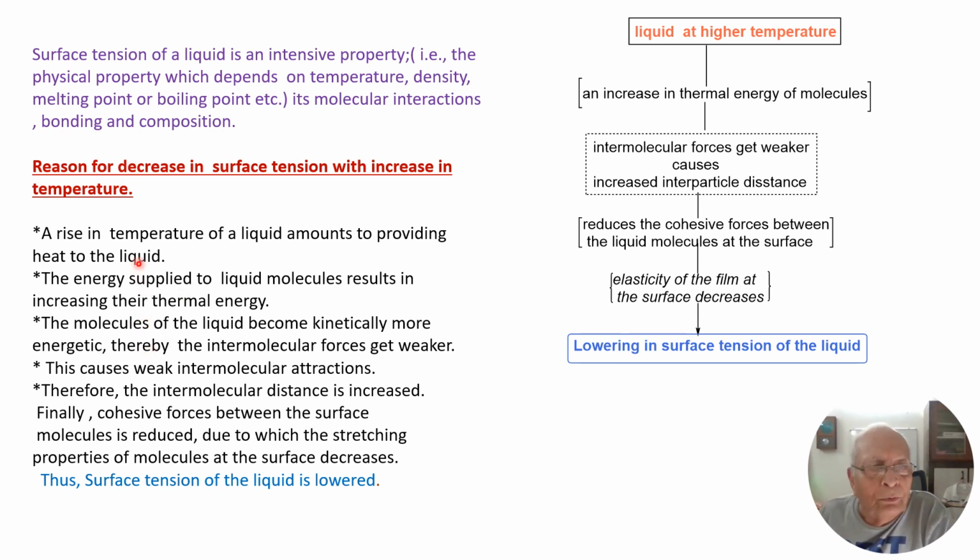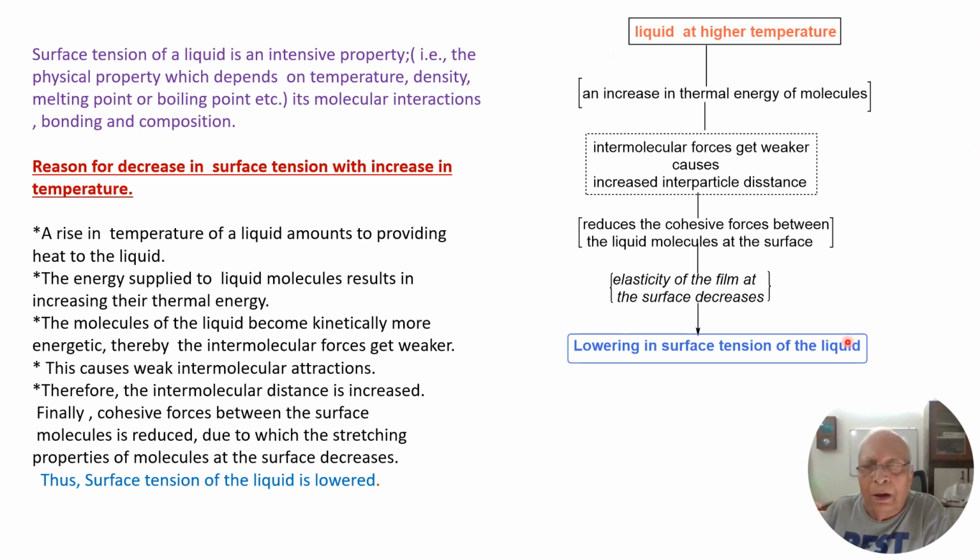Now, earlier I had told you why the surface tension is affected by variation in temperature. A rise in temperature of the liquid amounts to providing extra energy to the molecules which are present at the surface or even in the bulk of the liquid. That means the energy supplied to liquid molecules increases their thermal energy. The molecules become more energetic kinetically. Thereby intermolecular forces become weak, and intermolecular distances increase, and as molecule to molecule distances increase, the surface tension will definitely decrease. We know that tension is simply because of the cohesive forces.